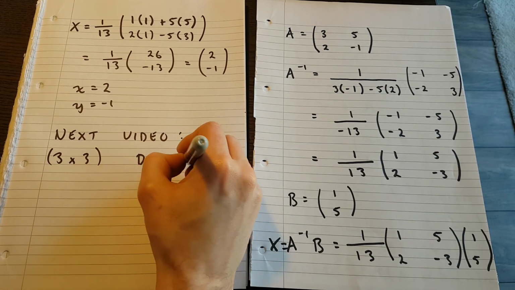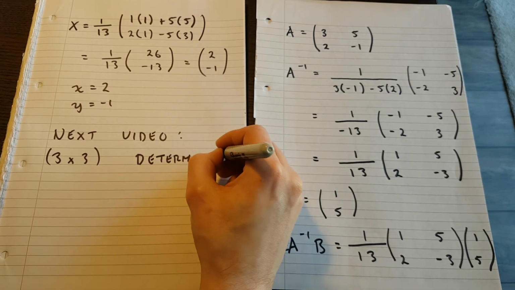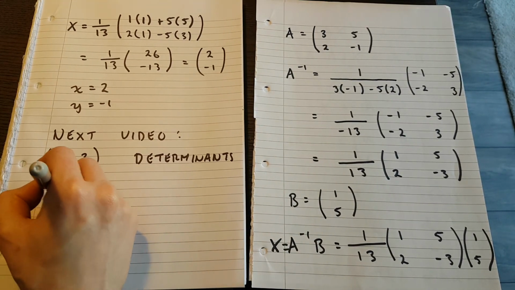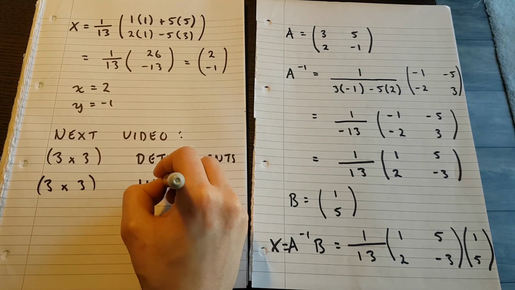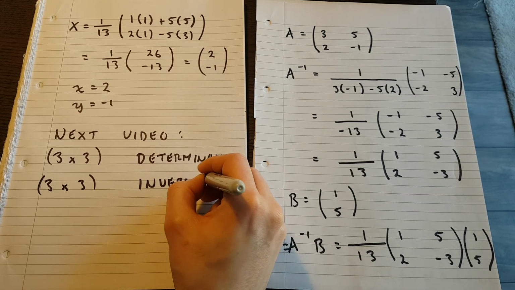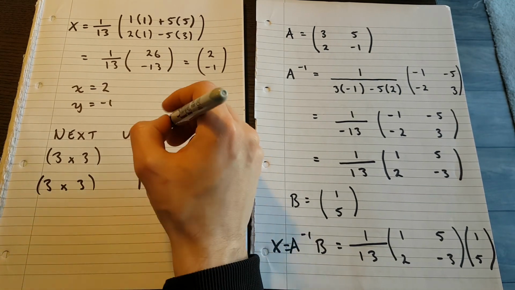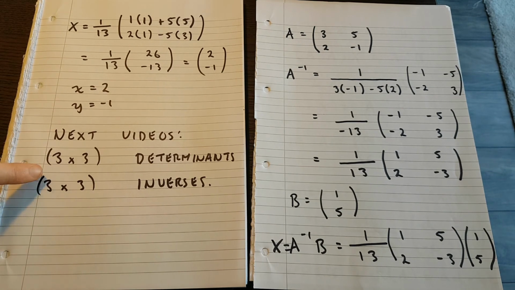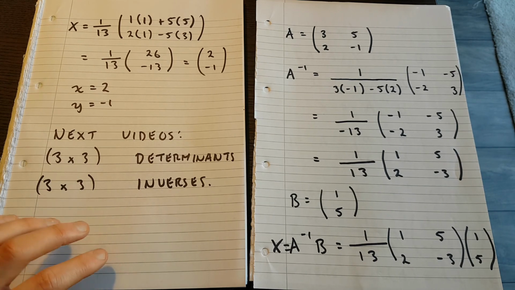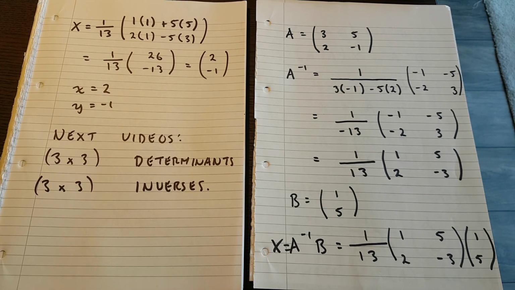Three by three determinants and 3x3 inverses. Now I say next video, I really should say next videos. This will probably take one video all by itself, and this will certainly take one video all by itself. So I think I have maybe 3 videos that I still have to make for you. That would come to about an hour and a half's worth of content. I'll try to get that all done for you tomorrow.